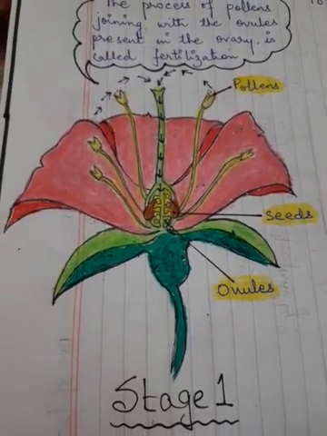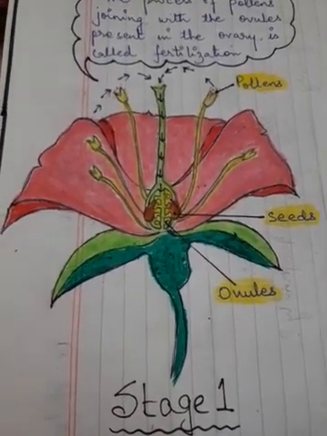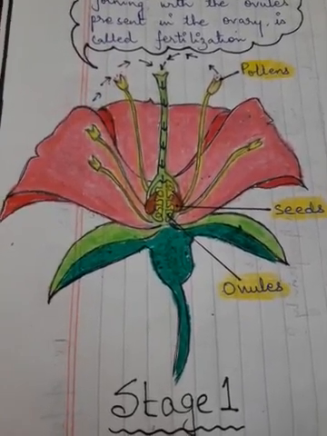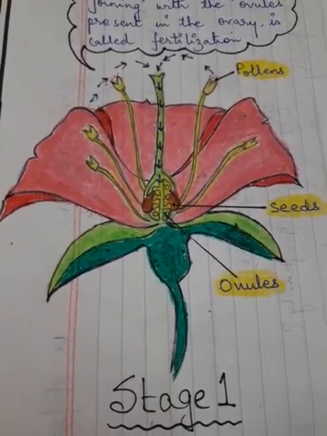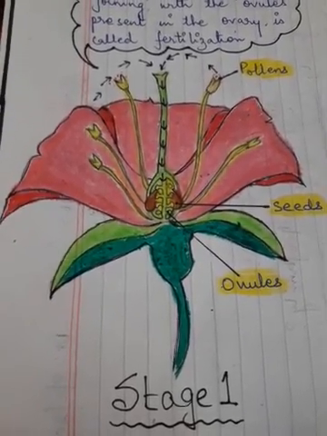Today we are back with our science class, and today we are going to study how pollination and fertilization take place. And we are also going to study the two different types of pollination. Okay?